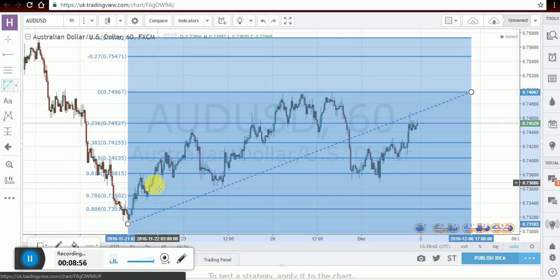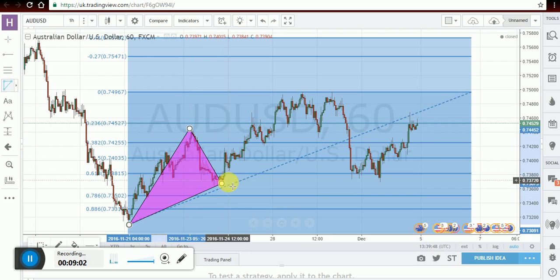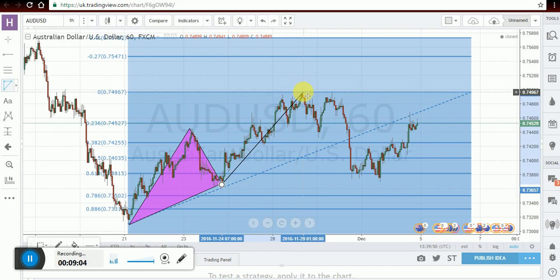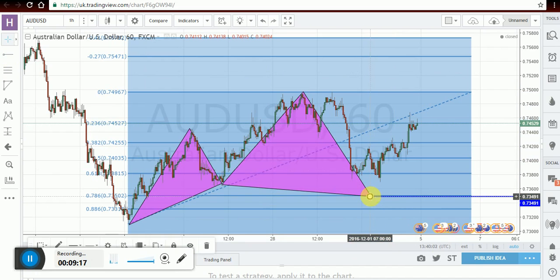I actually thought this pattern was going to complete last week, but the market came close, and then it rallied from that point on. So this is a cipher pattern. As you can see, the market did come close, about 20 pips from completing the cipher pattern, before rallying. I already had my orders in place, but that didn't happen.